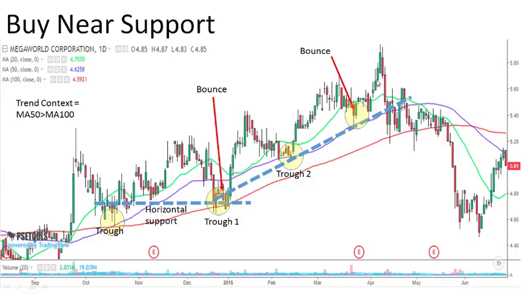So yun lang. In buying near support, you just identify a support level, and then be patient and wait for price to come to near that support line, then yun, buy ka lang.